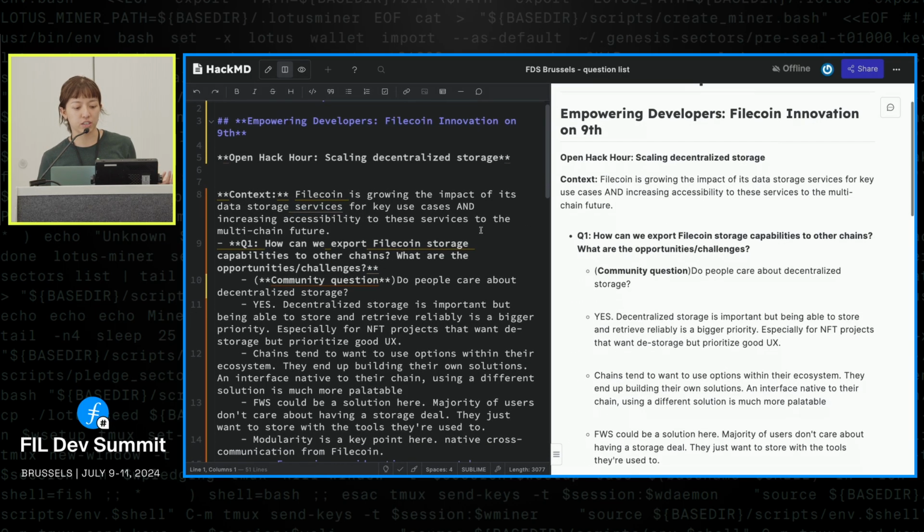So in the morning we had a session around scaling decentralized storage, and we had those experts come in and tell us. And yeah, some of you participated. Thank you so much. Great input.